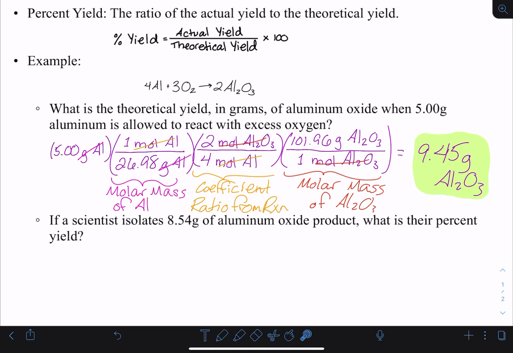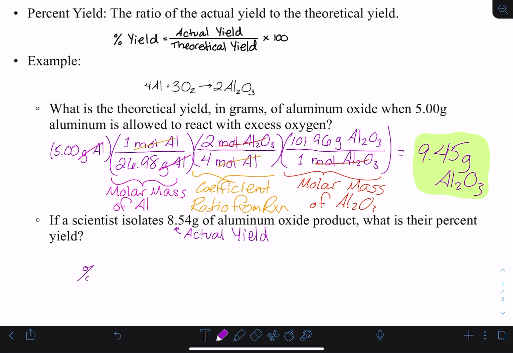Then the percent yield part comes in the next portion of this example. If a scientist isolates 8.54 grams of aluminum oxide product, what is their percent yield? We've just found our theoretical yield up here. This is our actual yield that we're given in this part of the problem. We're told that a scientist actually gets this much in the lab. So our percent yield is just the ratio of those two numbers.